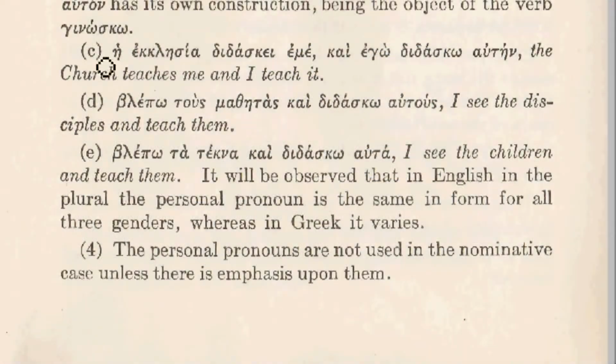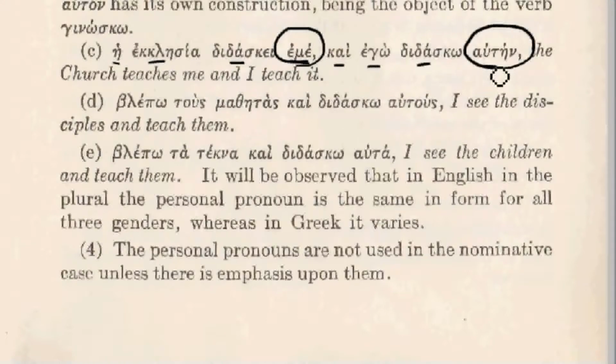Dropping down to letter C, we have the example, "He ecclesia, the church, didaskei, third person singular, teaches, eme, me." Here, of course, eme is emphatic, so it's teaching me, and I'm placing a bit of an emphasis on that. "Kai ego, I, didasko, teach autein." And notice once again, autein is feminine, but because it's actually going with church back here, we're going to translate it as it.